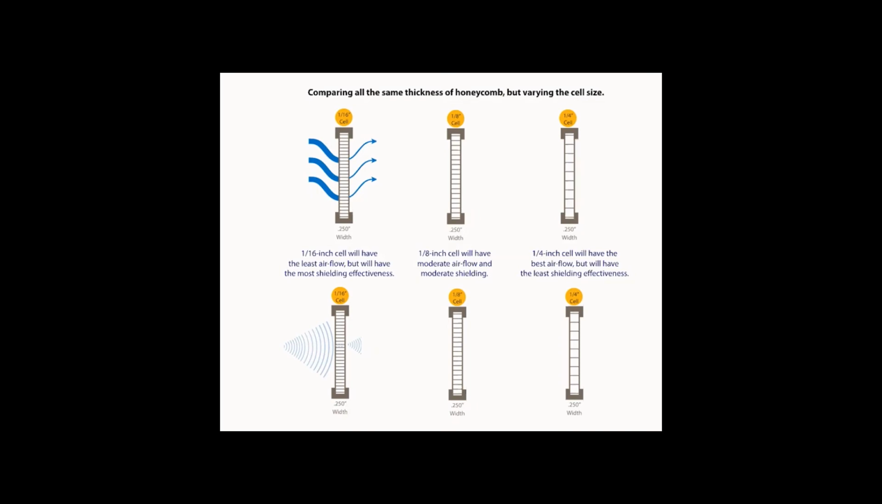So the key is to find that middle ground: the largest opening to allow enough airflow to cool your system, but also the smallest cell size to block the undesired frequencies and obtain the required shielding. So it's a balancing act.